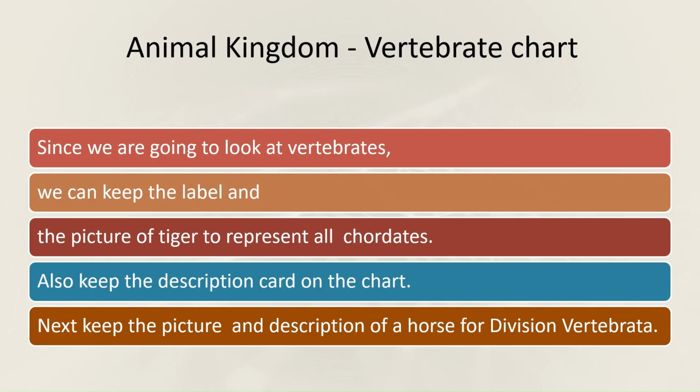Animal kingdom vertebrate chart. Since we are going to look at vertebrates, we can keep the label and the picture of a tiger to represent all chordates. Also keep the description card on the chart. Next, keep the picture and description of a horse for division vertebrata.